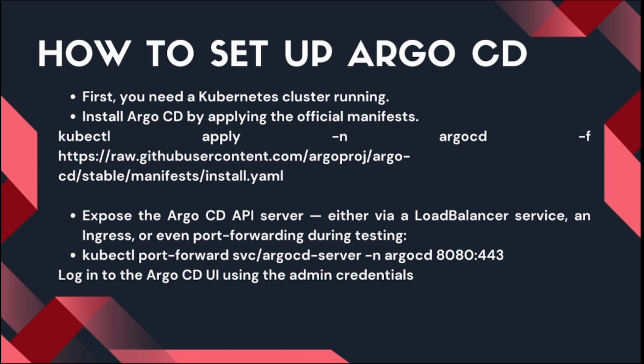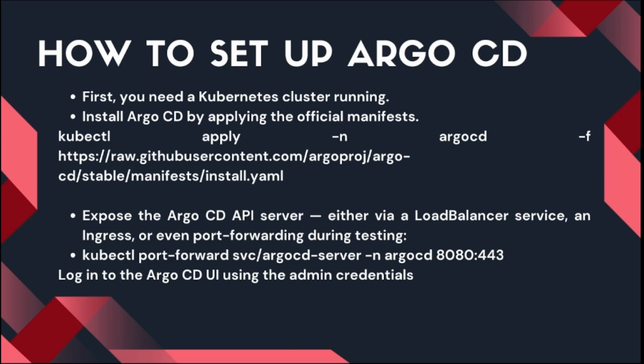So let's understand how to set up Argo CD. First, you need a Kubernetes cluster running. You can install Argo CD by applying the official manifest file. You can use the below command, kubectl apply -n argocd -f, and then you can put this URL, which is a GitHub URL.